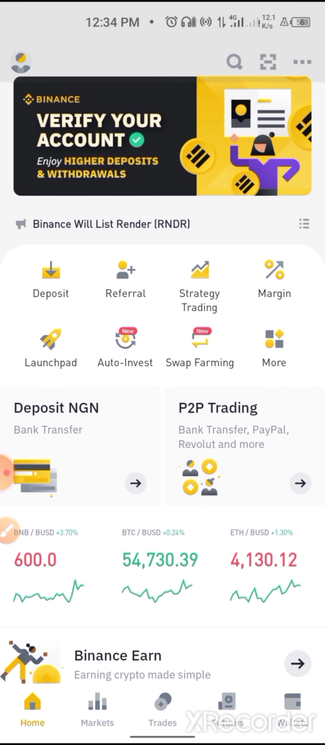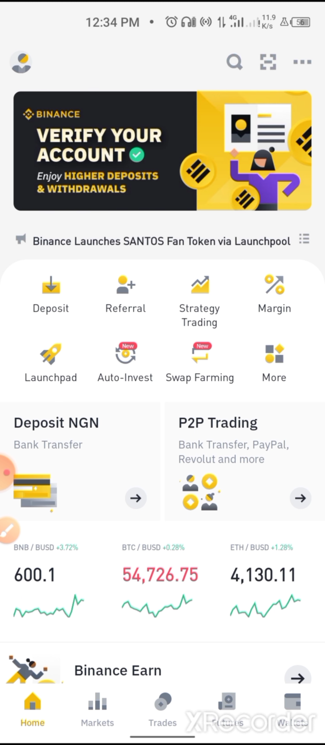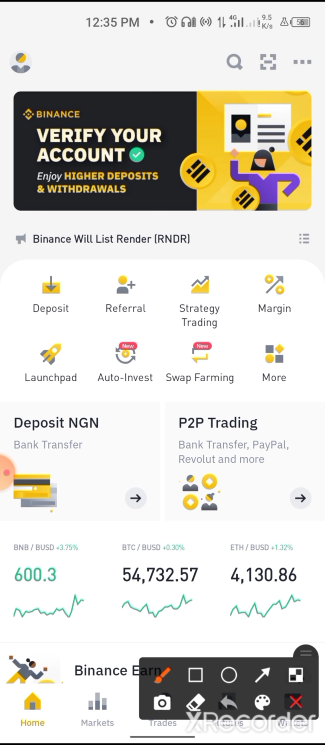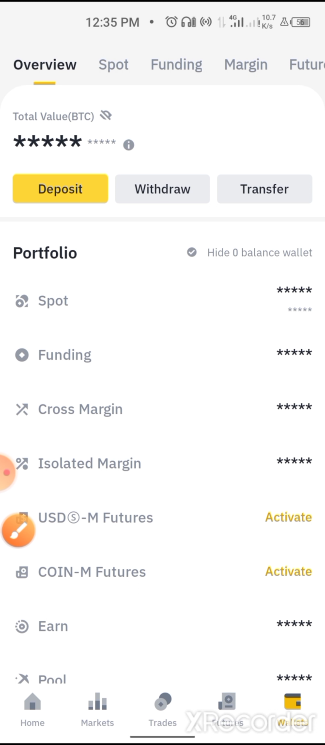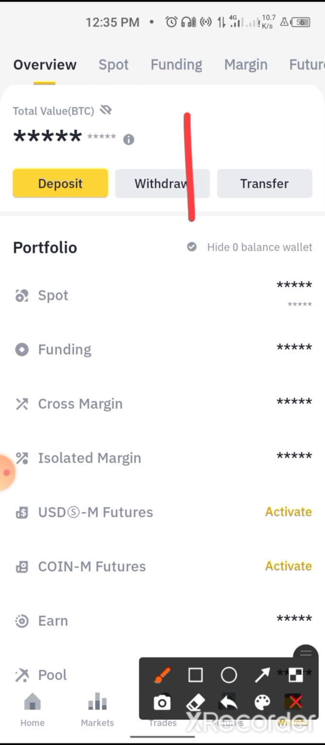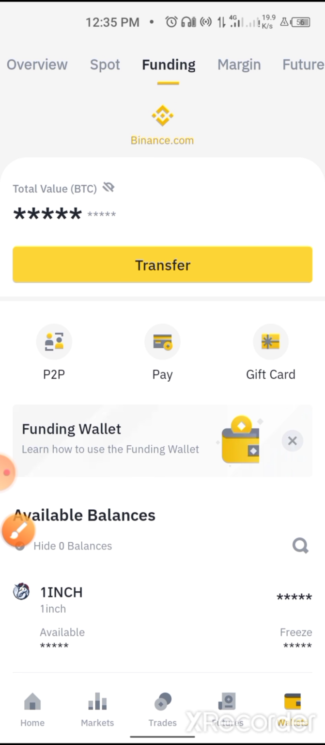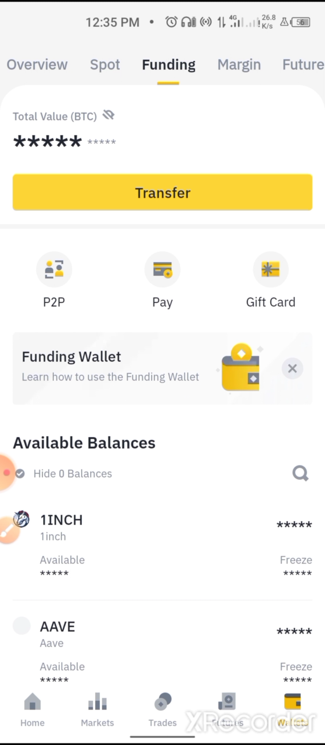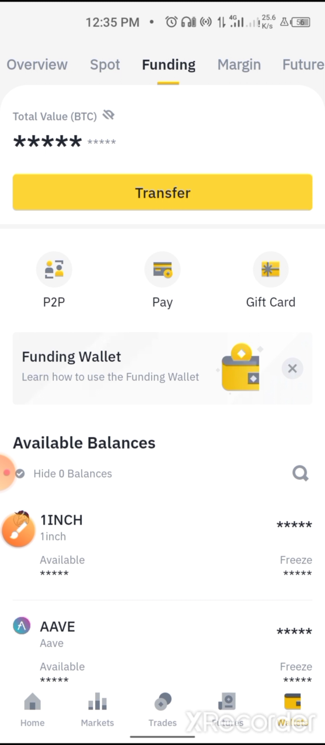Now, the first thing you need to do after creating the account, if you want to buy and sell, you can follow our video on how to buy and sell on Binance P2P. You can directly follow this link here and go straight to P2P, or you can come to your wallet and click on funding wallet. Once you click on funding wallet, it takes you to this page. Then you can go ahead to click on P2P. Once you click on P2P, then you follow our video on how to buy and sell on Binance P2P.